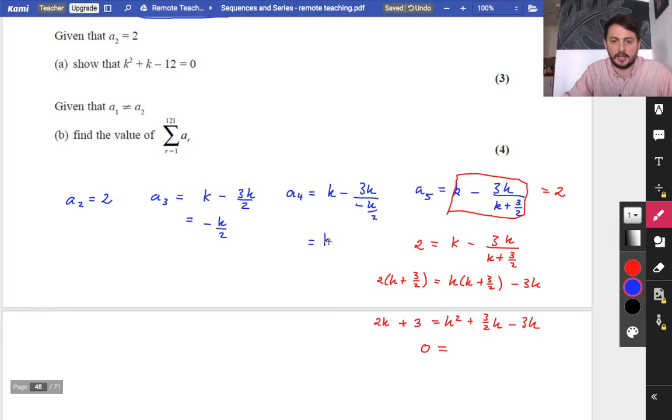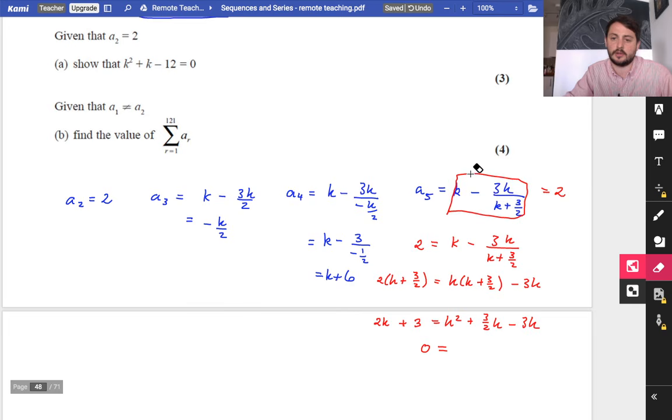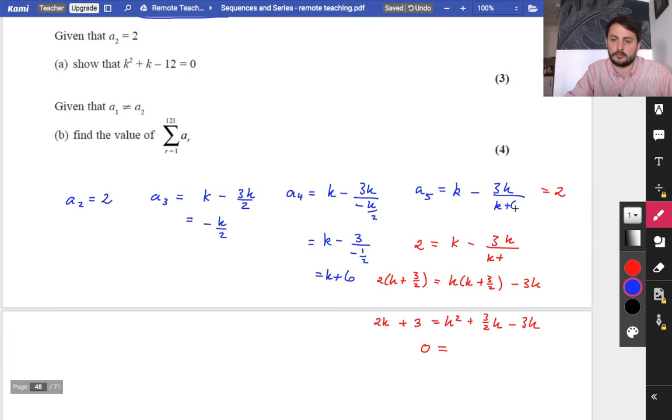So it's actually k minus, cancelling the k's out, 3 over minus a half. And 3 divided by minus a half, or minus 3 divided by minus a half, is actually 6. So it's actually k plus 6. That was my mistake, which means this should have been k plus 6. It's still going to be equal to 2. It's just this bit here that is wrong.